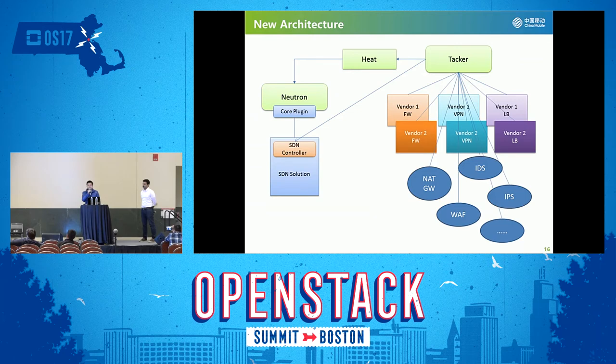Here is a new architecture. Neutron is used to manage SDN only. The firewall as a service, LB as a service, and VPN as a service are not used for the firewall, load balancer, and VPN appliance. In the new framework, we use Tacker to manage the firewall, LB, VPN, the NAT gateway, and all the security VMs. Tacker calls Heat and the SDN controller's API to interact with the SDN.